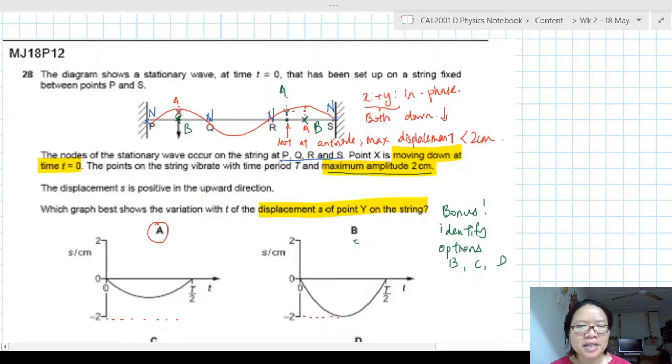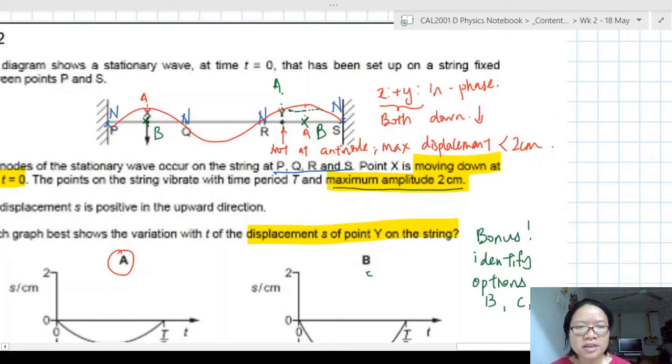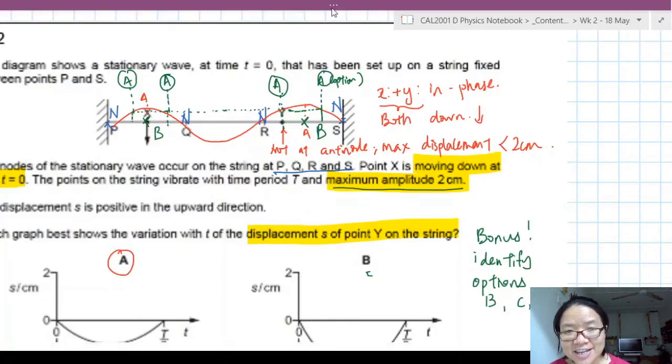Okay, and A is point Y, but it can also be this point. This is the mirror twin. And you might be thinking, hang on, if P and Q is also a photocopy of this, then there are also two A's here. Okay, so there are 4 possible options for graph A.